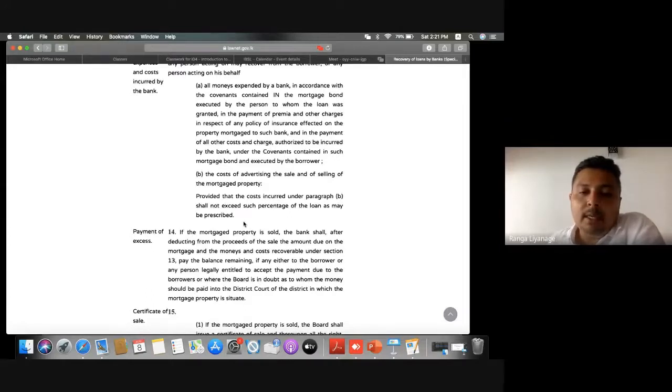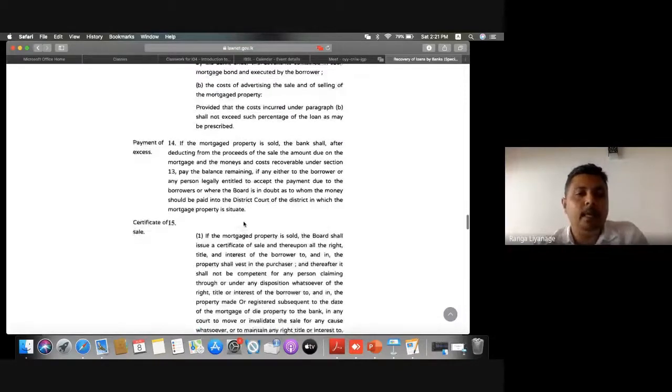or where the board is in doubt as to whom the money should be paid, it shall be paid to the district court in which the mortgage property is situated. That comes in the event the borrower is dead, because the board doesn't know to whom the surplus money should be paid, right? So it shall be paid to the borrower or any person legally entitled to accept the payment due to the borrower.